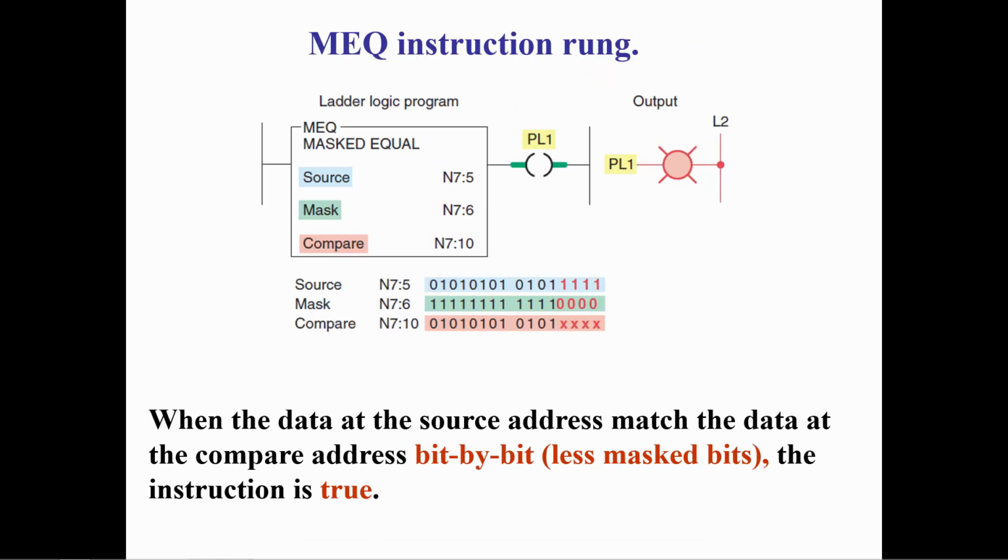The MEQ instruction determines if the parts of two values defined by the ones in the mask are equal. If they are equal, the instruction is true and output PL1 will be on. In this example, the mask has all ones except for the rightmost 4 bits, which are zeros. If all of the other 12 bits are the same, the instruction will be true, and it will not matter what the least significant 4 bits are.